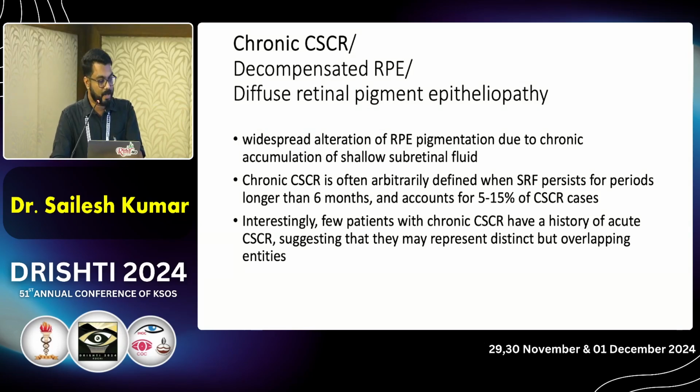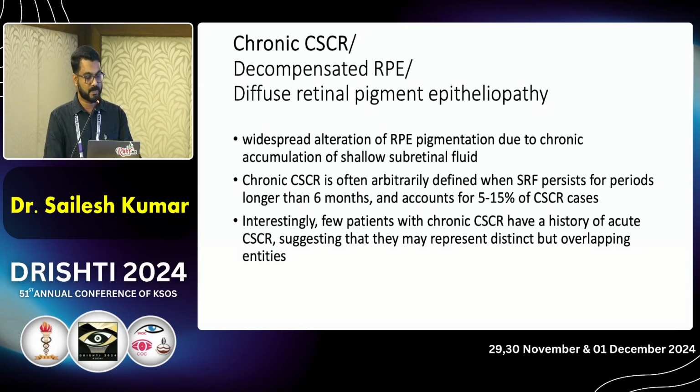And the second variant is chronic CSCR. It was termed decompensated RPE and diffuse retinal pigment epitheliopathy in the past, in which there is a widespread alteration of RPE pigmentation due to chronic accumulation of shallow subretinal fluid. Chronic CSCR is often arbitrarily defined when the subretinal fluid persists for periods longer than 6 months, and this accounts for up to 15% of CSCR cases.